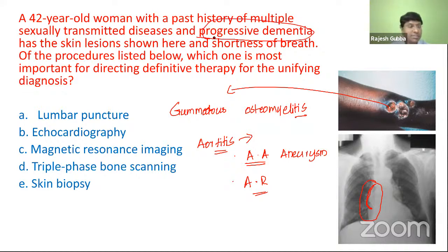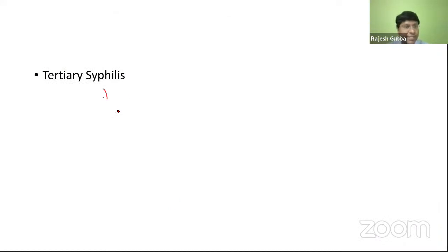Now along with that, the patient is also having progressive dementia. That means there is involvement of the CNS also. That means there is neurosyphilis. Neurosyphilis, where do you see it? You will see neurosyphilis in the tertiary stage, and that particular neurosyphilis is tabes dorsalis.